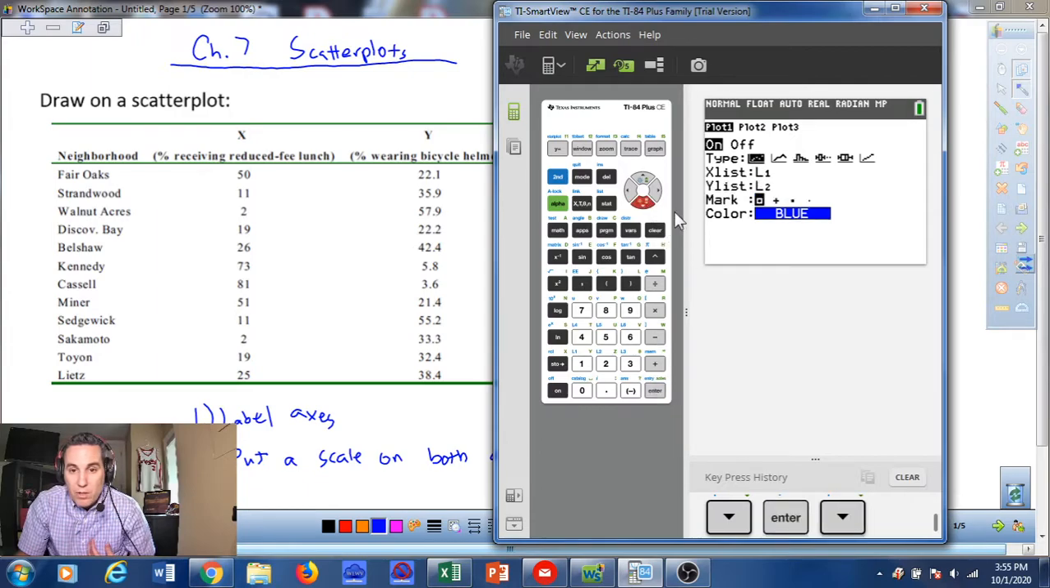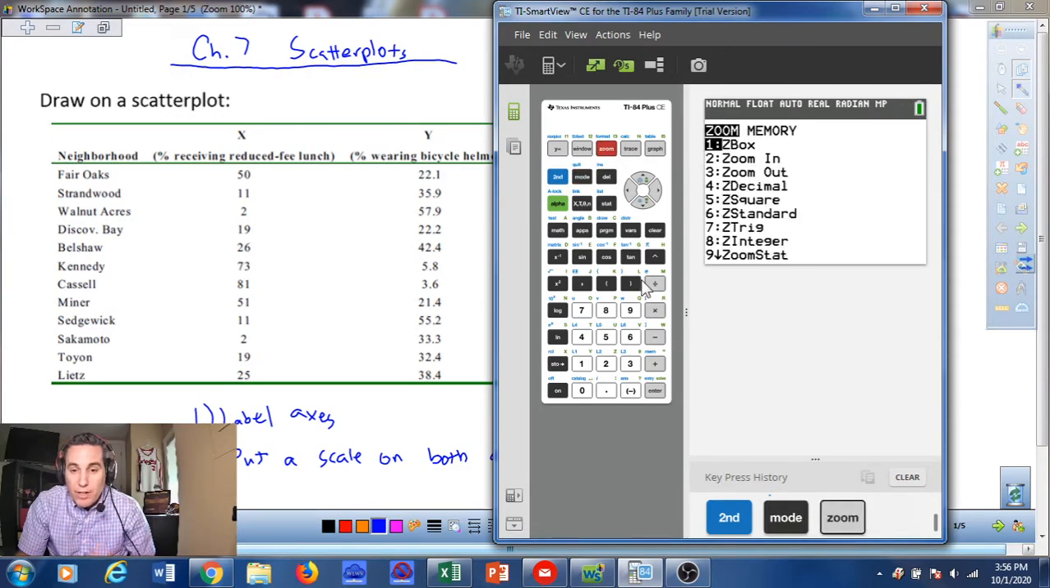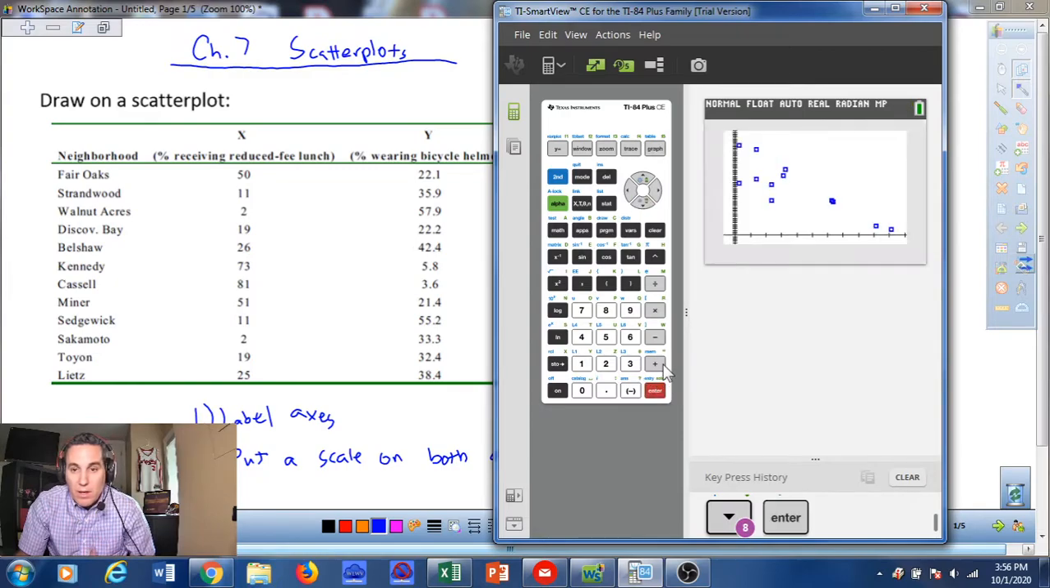You pick that one and then you tell it my x's are in L1, my y's are in L2. If they're somewhere else, you hit second 3, and there's L3. So you can just tell it where your data is. What kind of dots do you want? I'm just going to keep it with those dots. And then that's it. And then zoom. Don't forget, you always have to zoom stat. And then boom, you should have a nice scatter plot to look at.